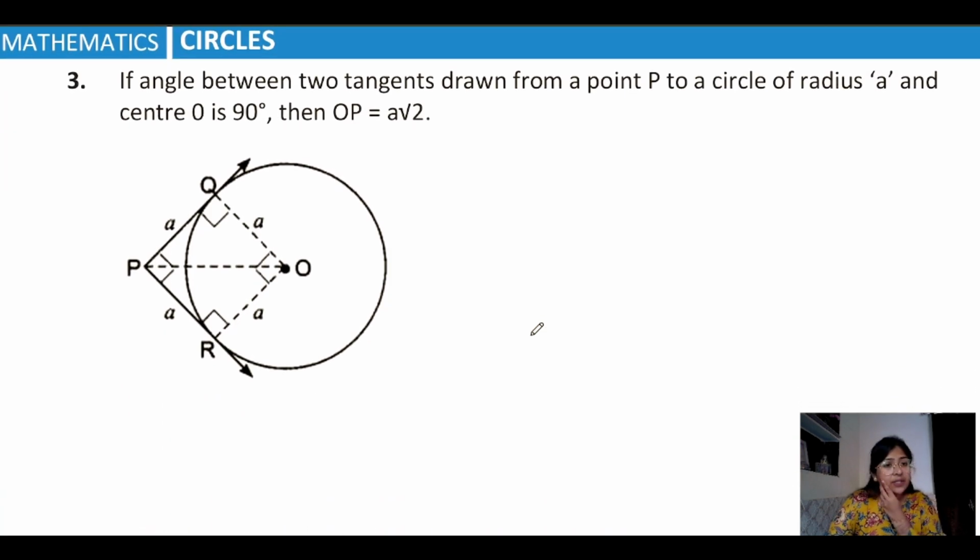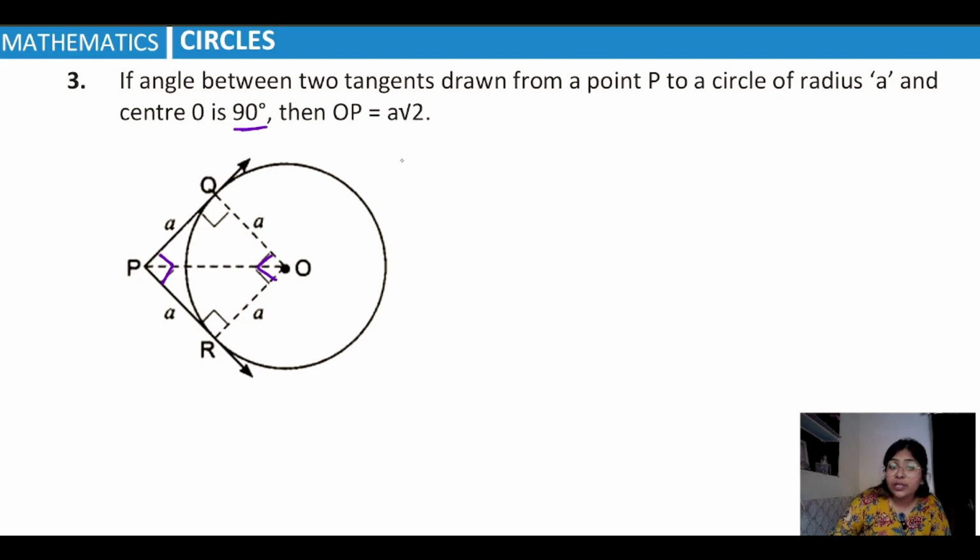Yes, try this question on your own. If the angle between two tangents drawn from an external point P to a circle of radius A and center O is 90 degree, it means in the given question angle P is 90 degree. If this angle is 90 degree, then this angle is also 90 degree by which property? Yes, both the angles are supplementary to each other and the radius and tangent are also perpendicular to each other. It means in this, all the angles are of 90 degree.